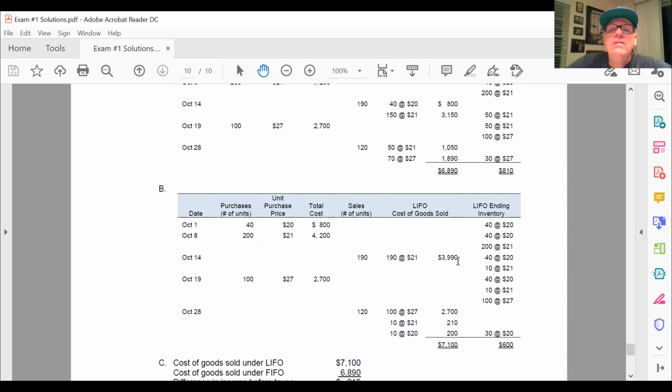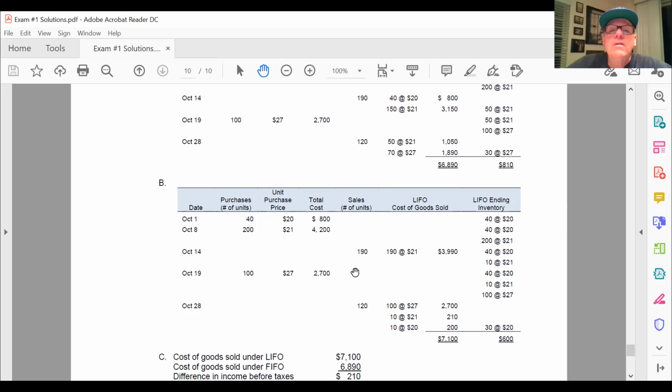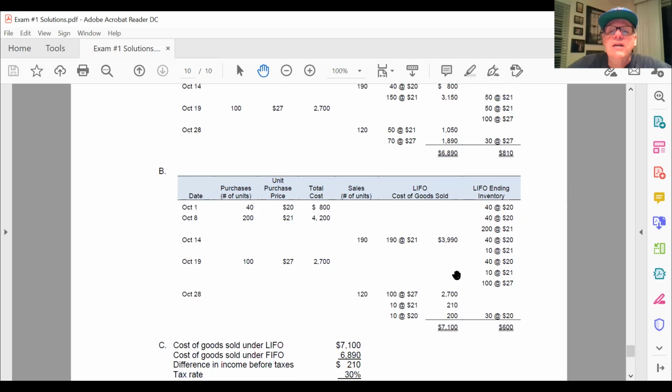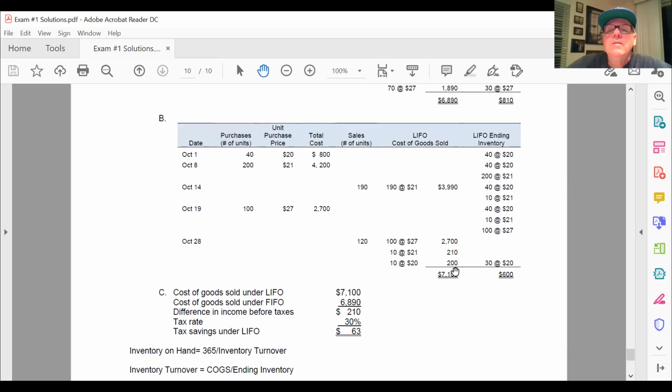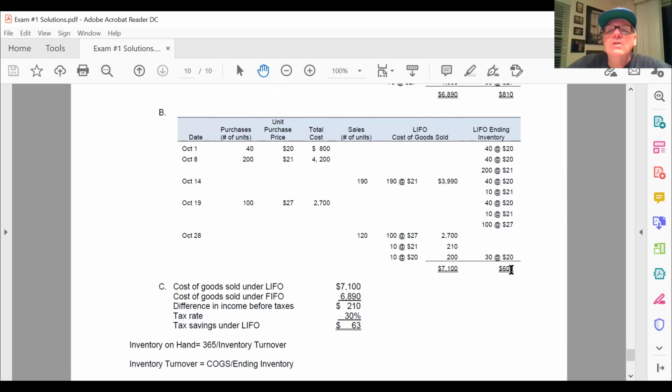LIFO, last in, first out, after each transaction, but your cost flow assumption is different here. So the stuff that most recently came in is the stuff that you're going to get rid of. You're also updating after each purchase and each sale. So you had 2 purchases, and then you had the number of units sold. Notice you're going to be selling your most recently purchased units here. Then you had another purchase, and then you had another sale. Under this method, here's your ending inventory, and here's your cost of goods sold.